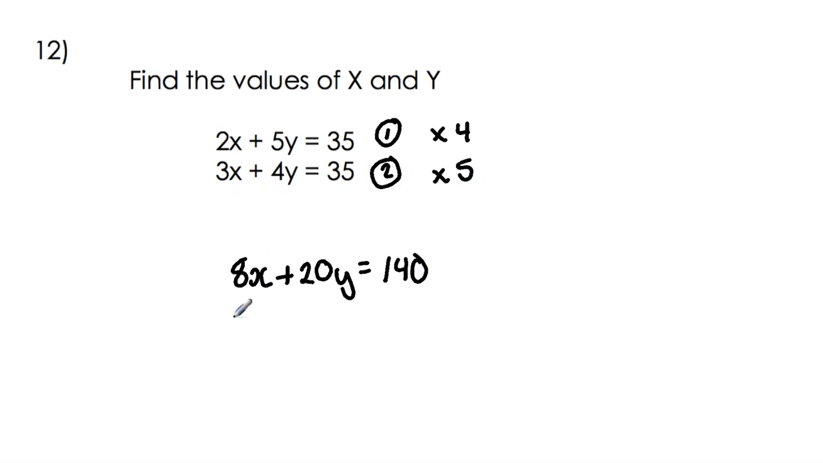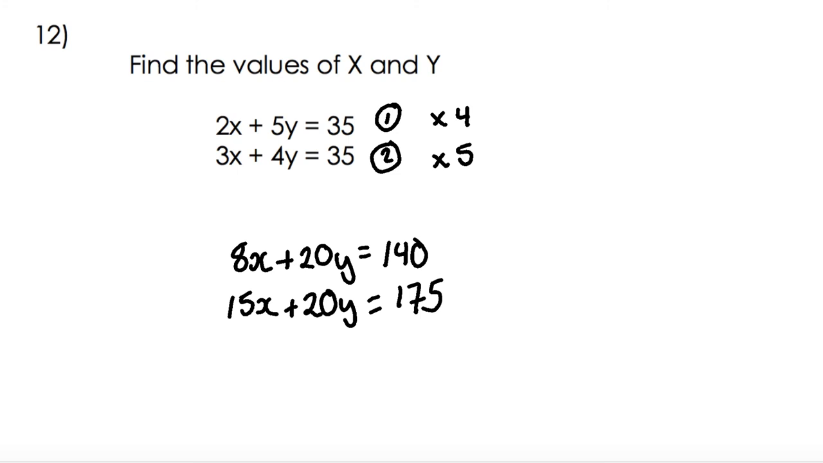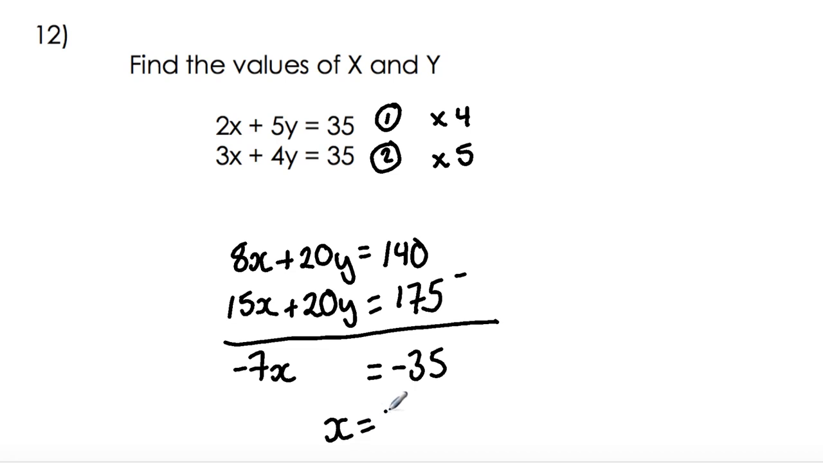5 times 3x is 15x. 5 times 4y is 20y. 5 times 35 is 175. I'm now going to subtract both equations. So minus over here. 8x minus 15x is minus 7x. 20y minus 20y is 0. Equals 140 minus 175 is minus 35. I'm going to divide both sides by minus 7. Therefore, x is equal to 5.